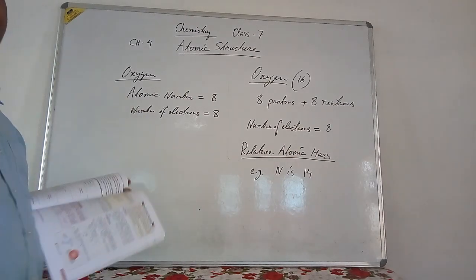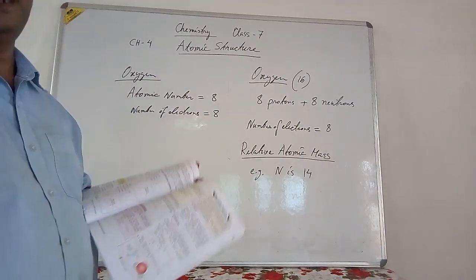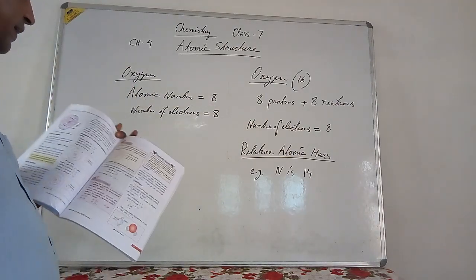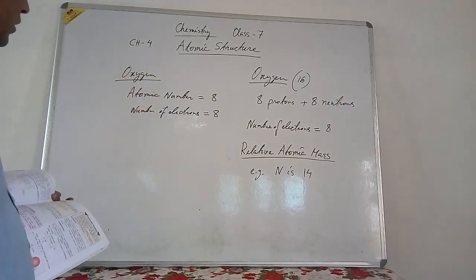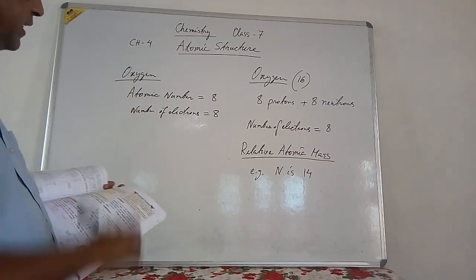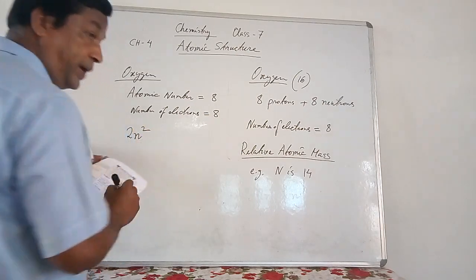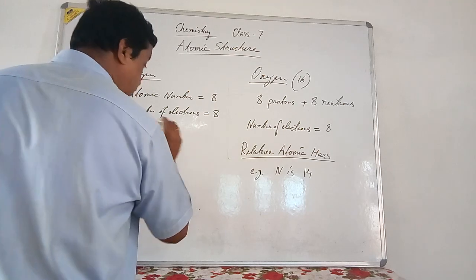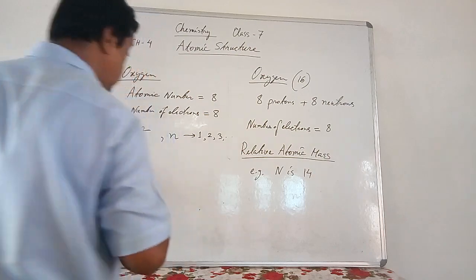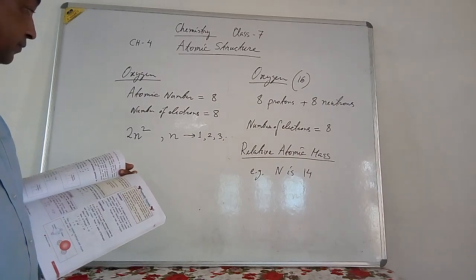This formula is actually given by one scientist. His name is Niels Bohr, a Danish scientist. That is given on page number 61 in your book. If you want to see, you can see it from the box that is given there. So if you see the arrangement of the electrons in the shells, what will be the number in the different shells? We can find out by using the scientist's formula, that is 2n square. So n is the number of shells which can start from 1, 2, 3 and so on. It is depending on the number of electrons.